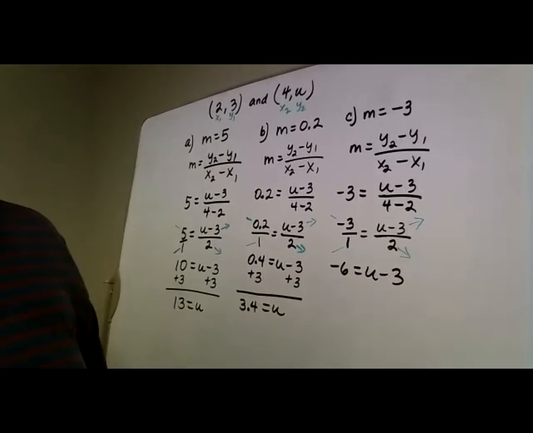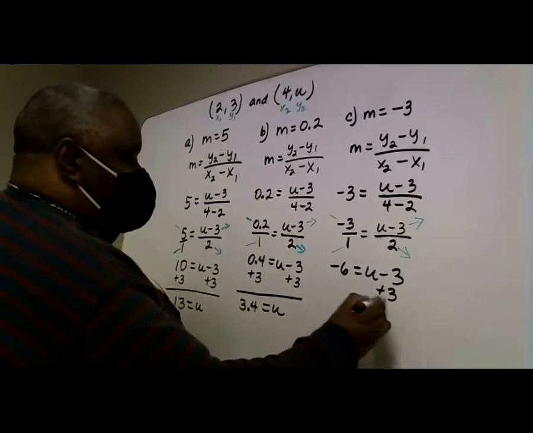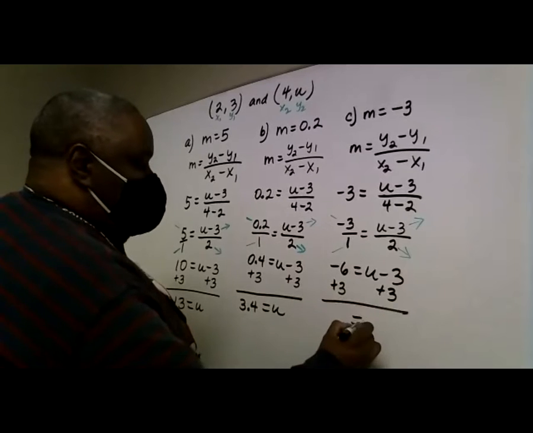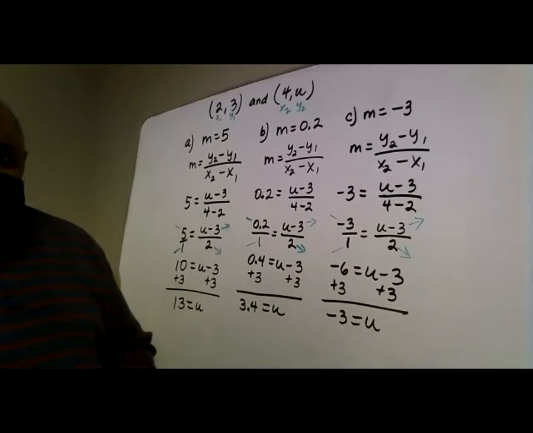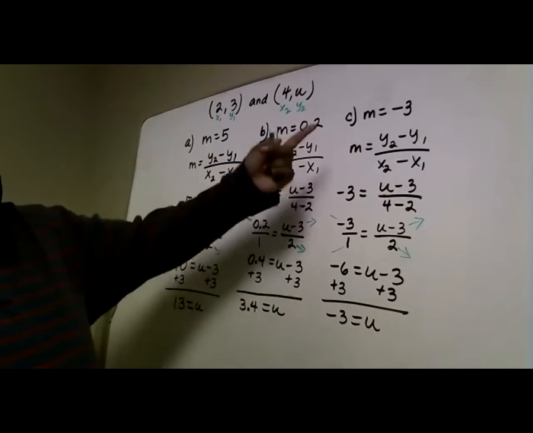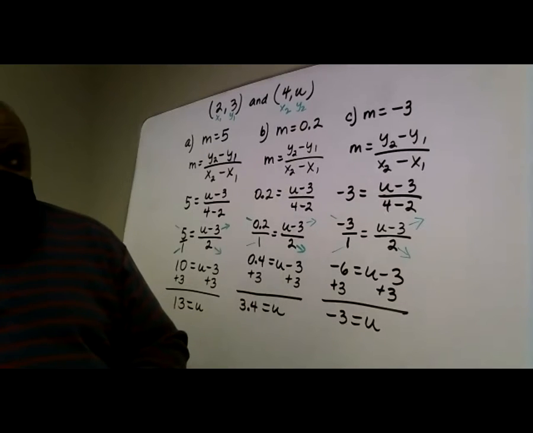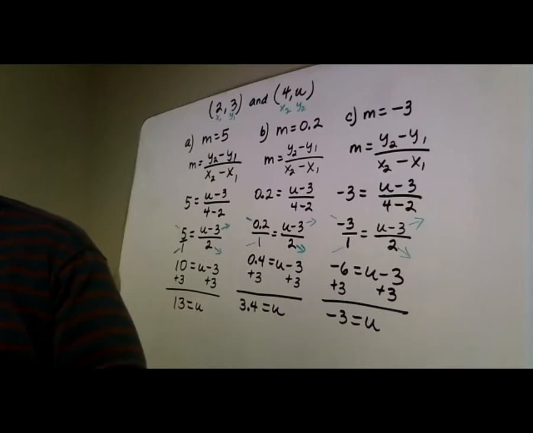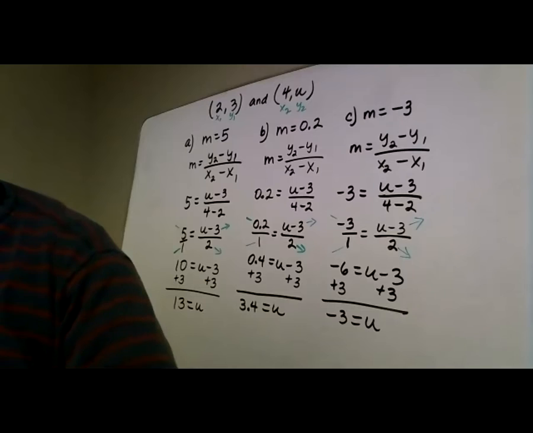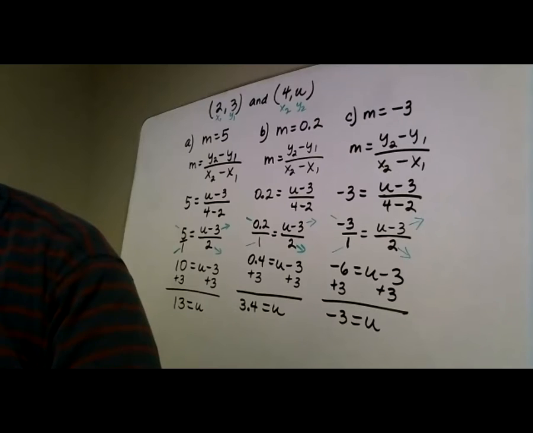And then we solve for u. We're subtracting 3, so we need to add 3 to both sides. So negative 3 will be the value of u such that I would get a slope of negative 3. Okay. All right, any questions about problem number 41 in the textbook? Okay.